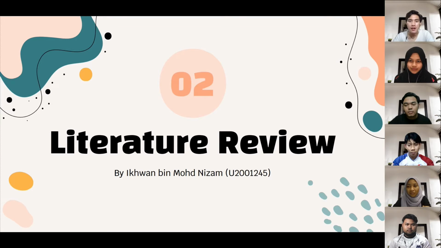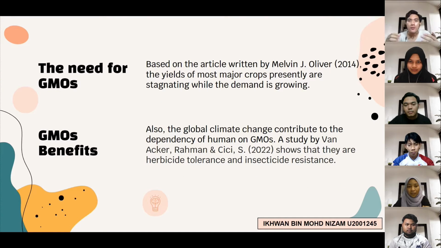So now let's move on to the next section, which is the literature review. From our findings and studies, Melvin stated that the demand keeps growing. Most major crops, for example corn, soybean, and wheat, which are the main components of our daily food, are presently declining. The demand keeps growing and the global population keeps rising, so supply struggles to keep up with demand.